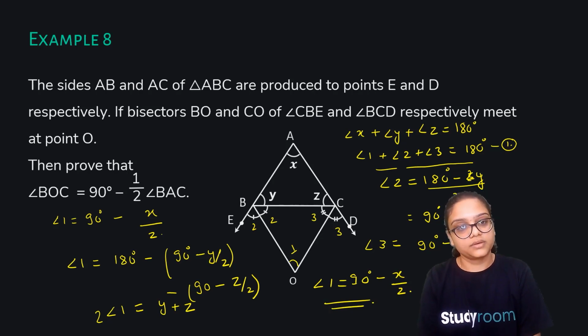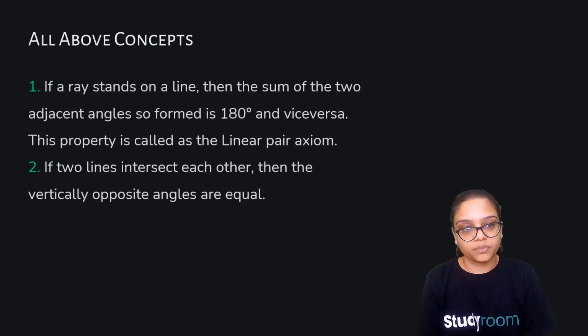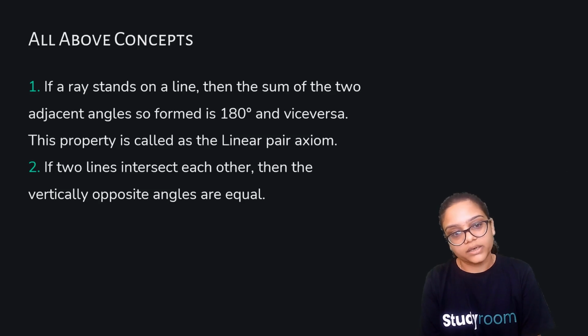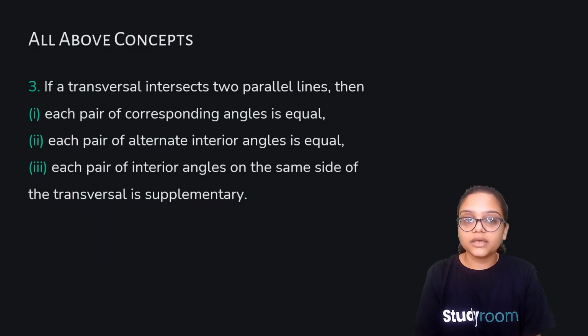Hence proved. Correct? Okay, so we have completed the chapter and we have discussed everything that is related to it. So just quickly revise what we have learned in this chapter. If a ray stands on a line, then the sum of the two adjacent angles formed is 180 degree and vice versa. This property is known as linear pair axiom. If two lines intersect each other, then vertically opposite angles are equal to one another.